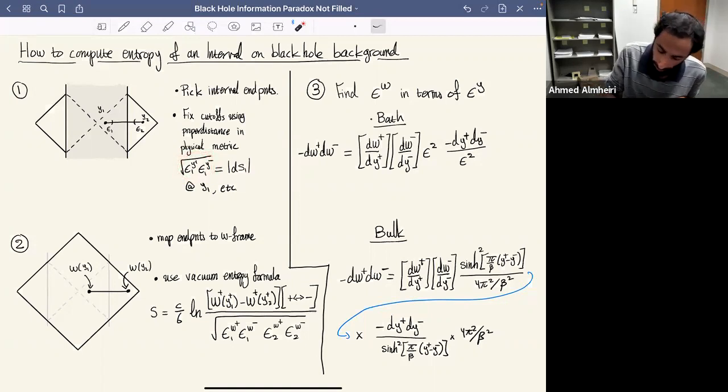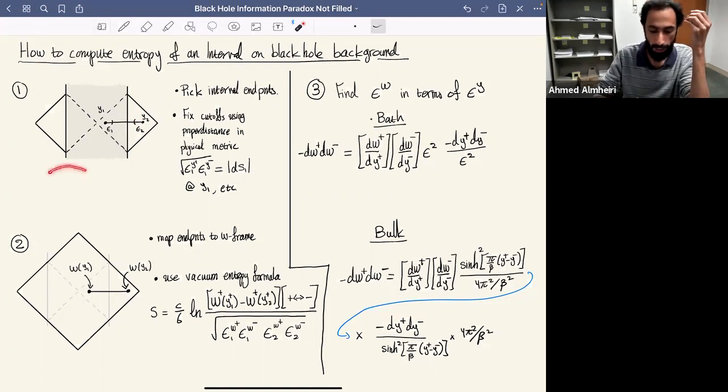You choose this to be the metric at 0.1. By the metric here, I just mean the proper distance between the endpoint y1 up until this point here. So it's just a proper distance of that small segment. And similarly, you'll have something on the other side.